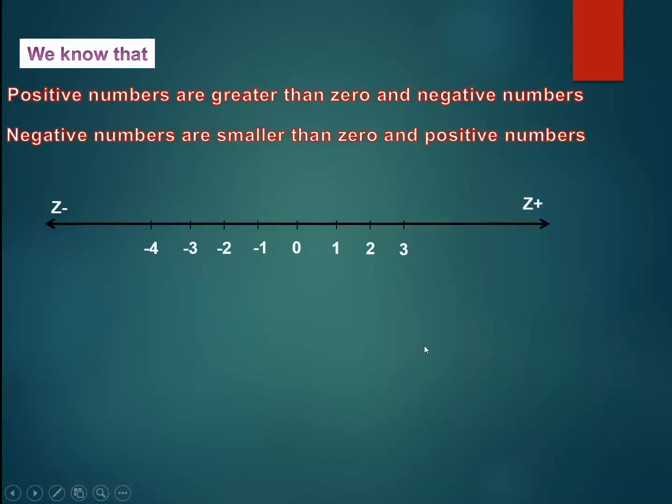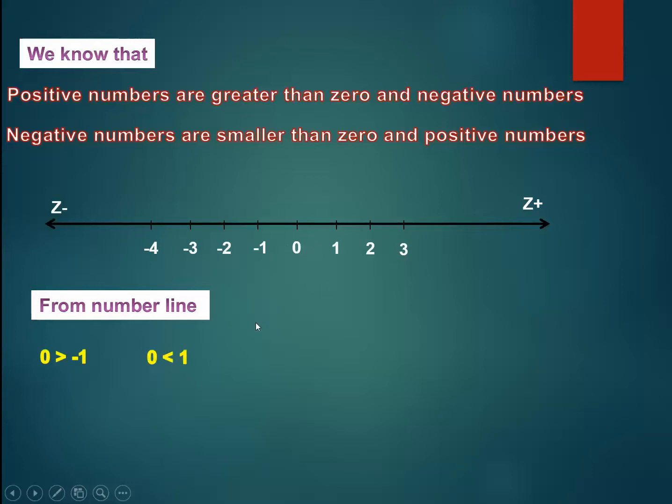So on the number line here, 0 is greater than negative 1, and 0 is less than 1, and 2 is greater than 1, and negative 1 is greater than negative 2. In negative numbers, the smallest number is the greatest one.